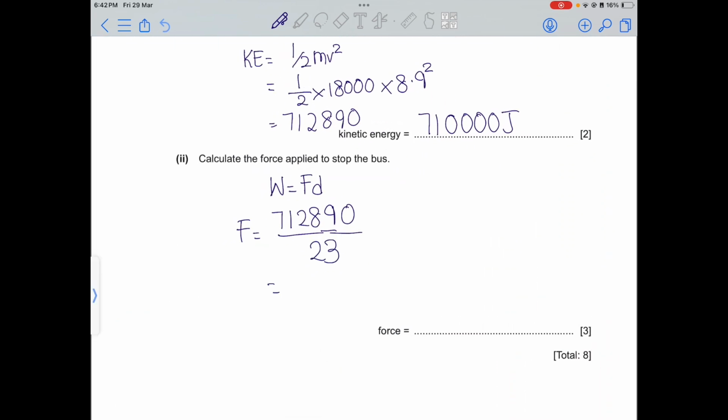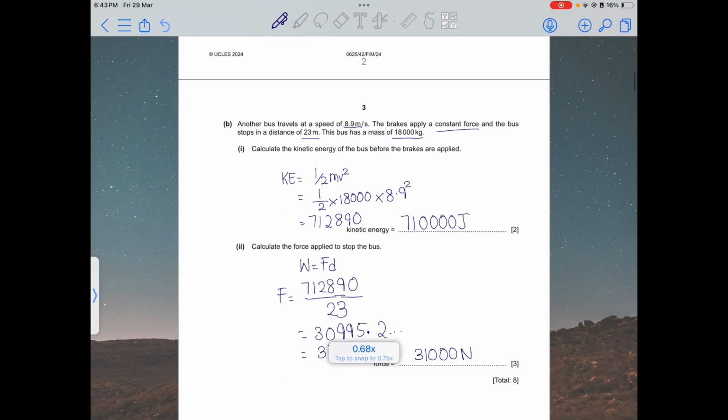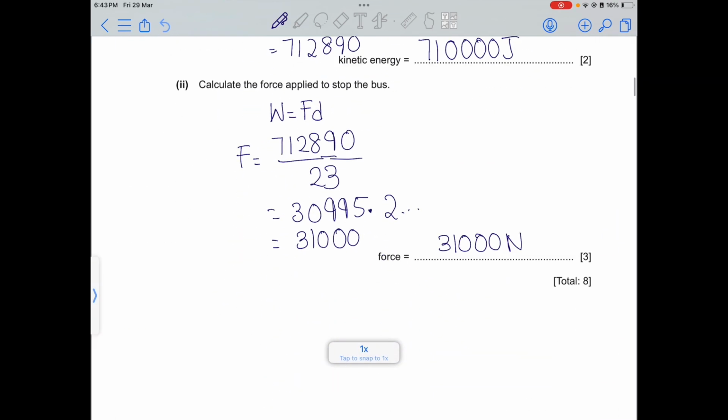If we divide it by 23, that gives me 30,995.2, which can be written as 31,000 newtons, or you can also write it as 31 kilonewtons. I hope this question is clear. It's 8 marks, guys. So yeah.